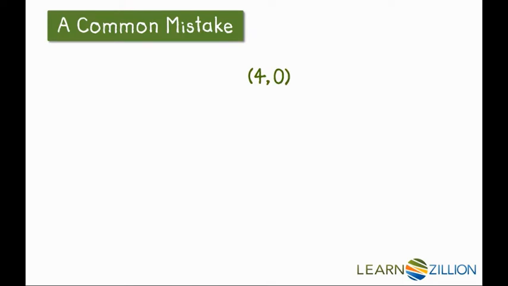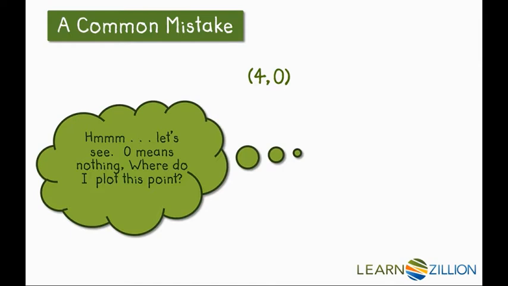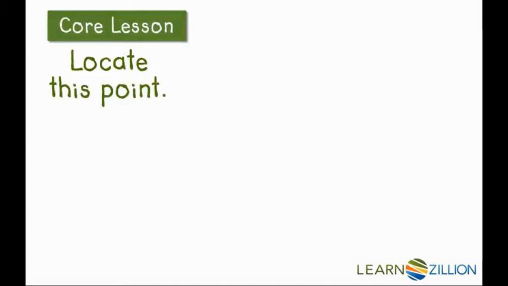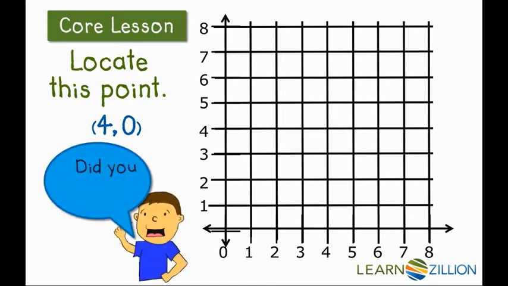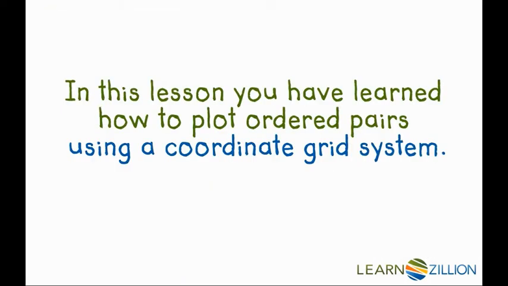There's one other mistake that students commonly make. Sometimes they forget that points can be located on either the x or y axis using the address of 0. They say 0? 0 means nothing. How can that be an address to somewhere? Don't forget, points can be anywhere on the plane, even located directly on the x or y axis. So where would you find the location of this ordered point, 4, 0? Notice for this one, the x-coordinate means to walk to the intersection of 4 and then stay right there since the y-coordinate is set at 0. In this lesson, you have learned how to plot ordered pairs using a coordinate grid system.